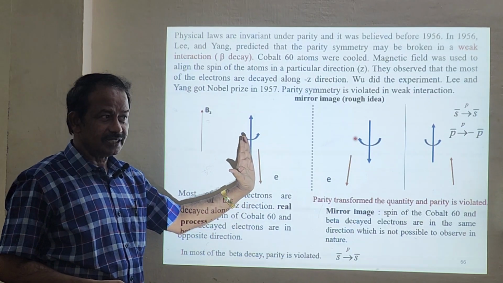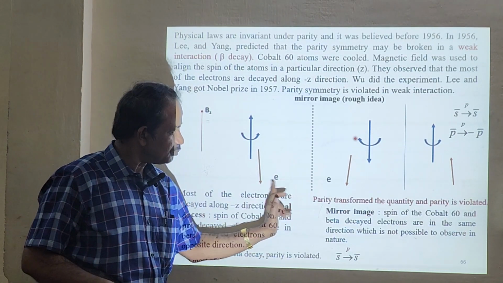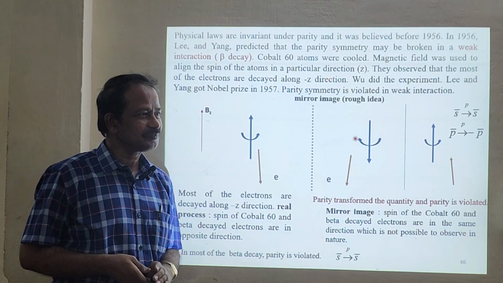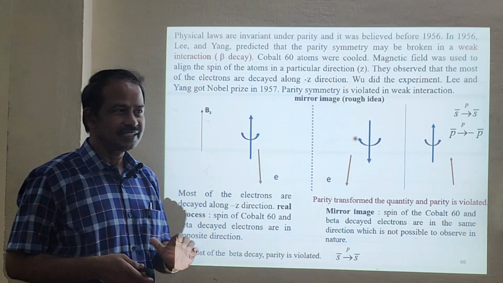What is the direction of the electrons coming out, the beta decay? It will be exactly like this. Does it resemble exactly the same as the mirror image? No, it is not a mirror image. So one goes like this and the other goes exactly like this.